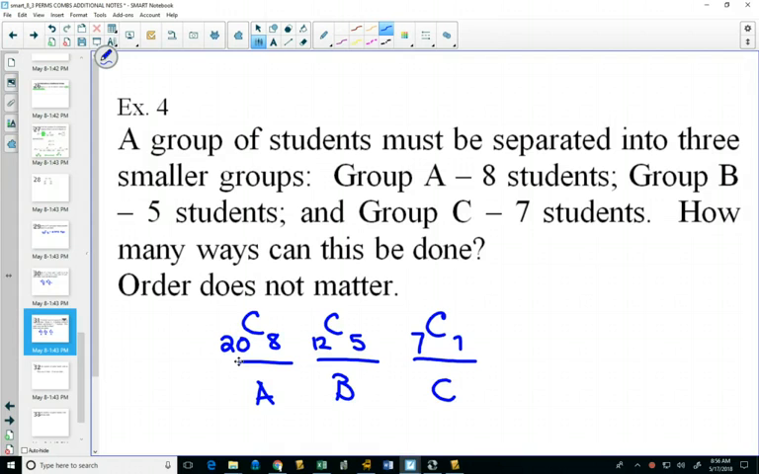So I'd like you to take out your calculator and find this number. And then I want you to ask yourself and do another calculation. Did it matter that I chose group A first? If I chose group B first and did 20 choose 5, would I get a different answer or would I get the same answer? Ask yourself in your mind, should it matter which group I choose first? And then check the math. See if it does matter.